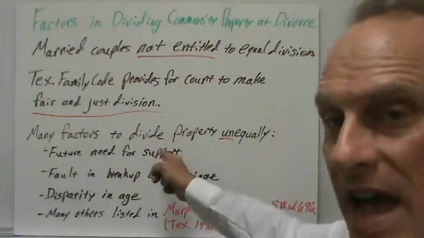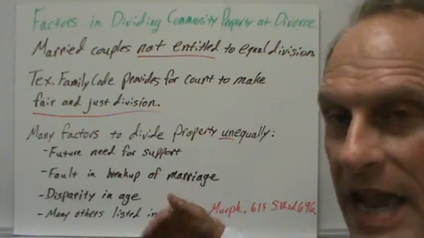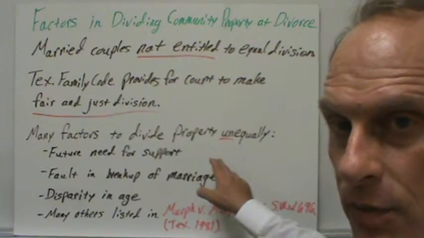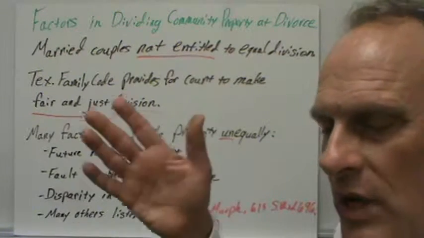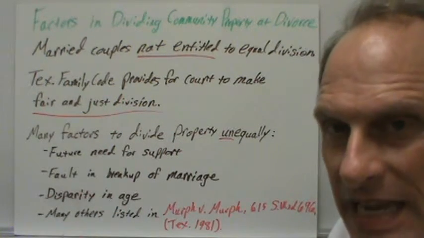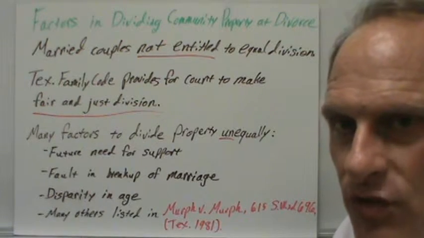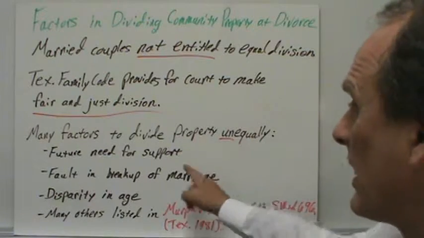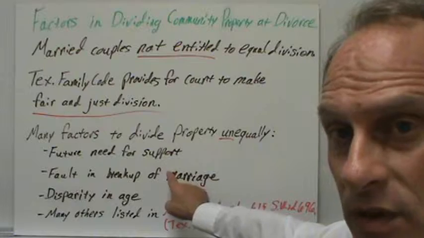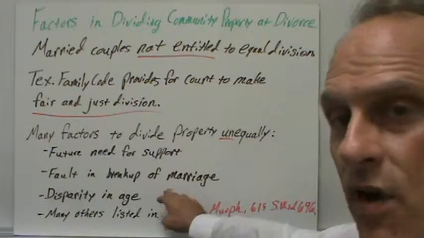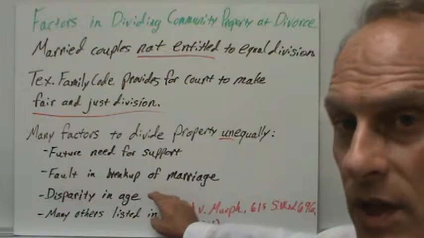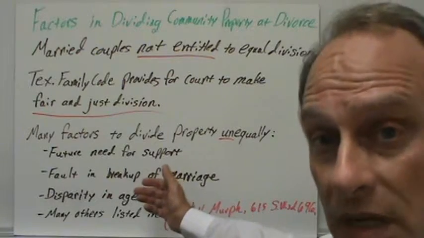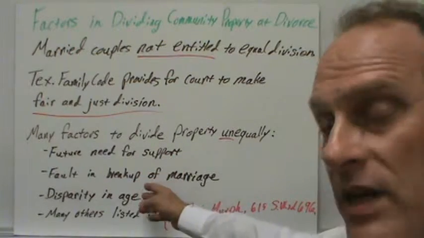There are going to be many factors that have been used in the past and that can be used to justify what might be an unequal division of property. Most courts are generally going to strive to have close to an equal division. It's not going to vary too much of the time, but there are factors for a court to consider to make it unequal, such as, does one of the spouses have a greater need for future support? Was there fault by one spouse or the other in the breakup of the marriage, like a fault ground for divorce, like adultery or cruelty, or abandonment, something like that? The court can take that into account.